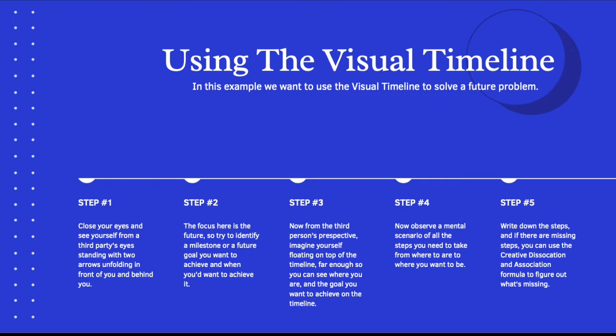So let's say you're taking 15 steps to reach the milestone, and you figured out steps 1 to 15, but there's number 7 and number 9 and number 11 that you still didn't figure out. Well, the thing is, step number 7 is right in between step number 6 and step number 8. Now, if you use the creative dissociation and association formula that we talked about in another lecture, you probably went through it, or maybe you didn't go through it yet, but if you do, when you get to the lecture, you'll know what I'm talking about. The creative dissociation association formula that you can use to figure out that missing step or those missing steps.